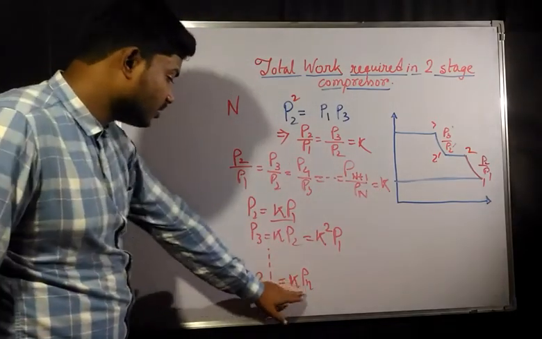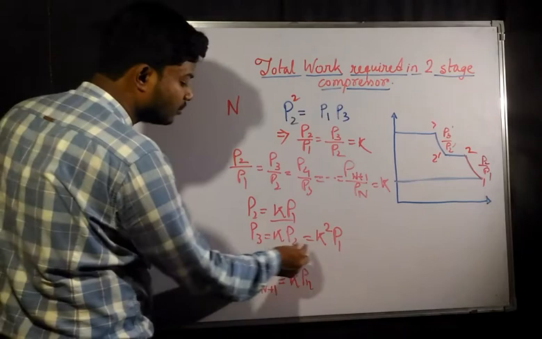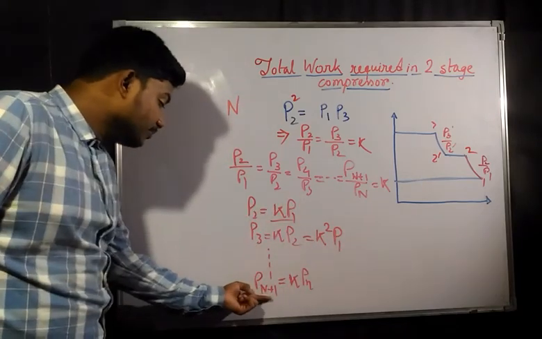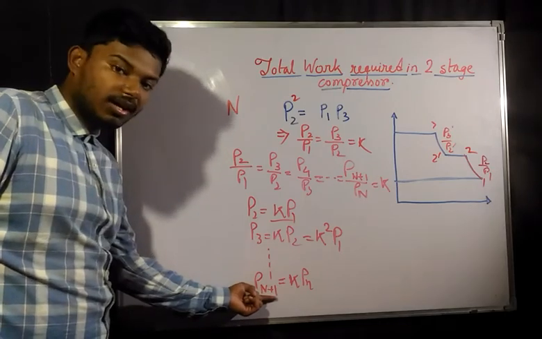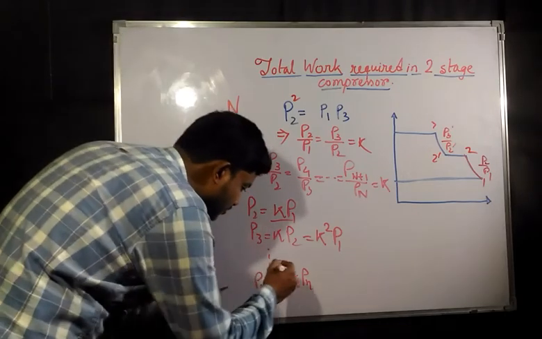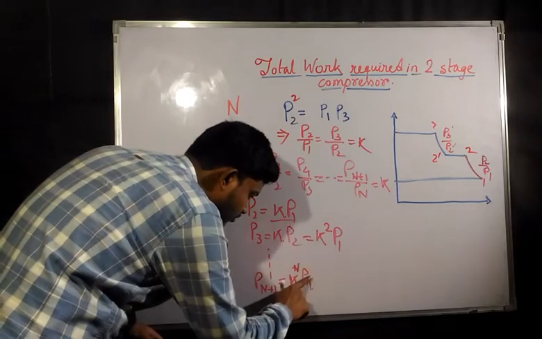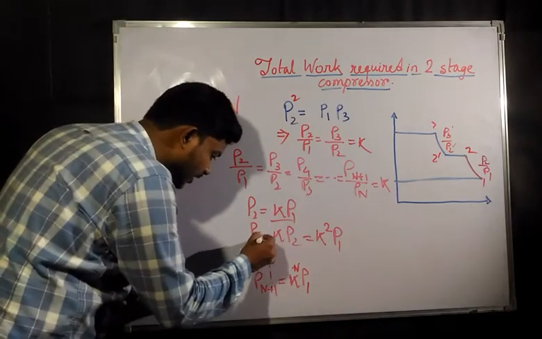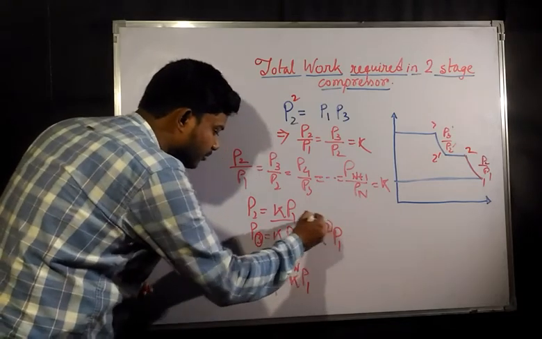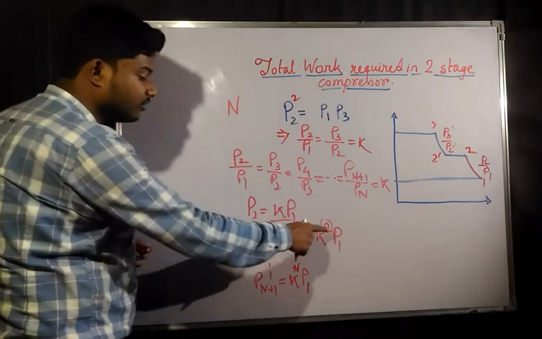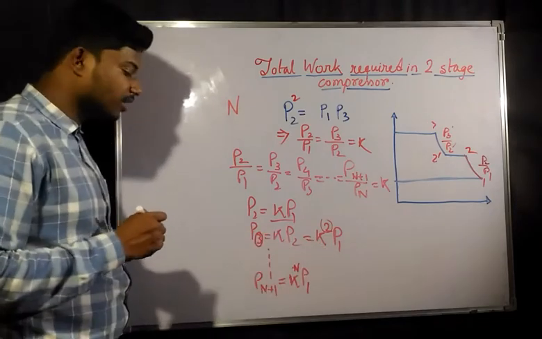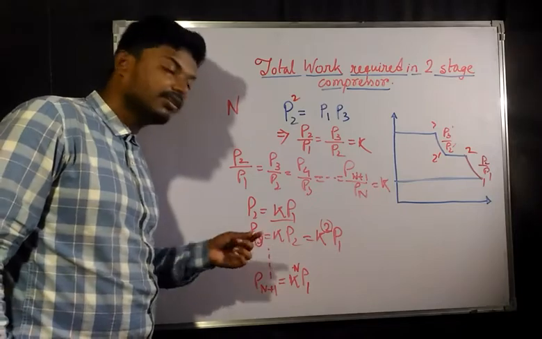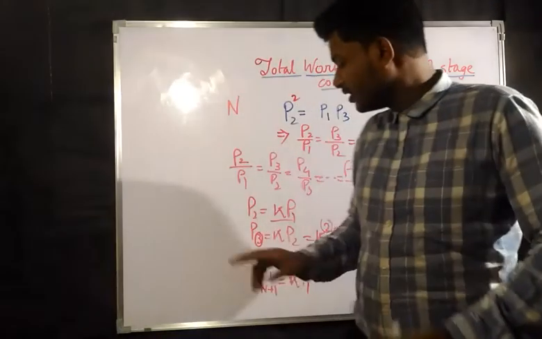So here you can see P3 is equal to K square into P1. Now here, for P to the power n plus 1, it must be K to the power n into P1. Because if this is n plus 1, then this is n: this is 3 and the power is 2, and it is multiplied by P1. So if this is n plus 1, the value of n would be 2, since 2 plus 1 is 3.